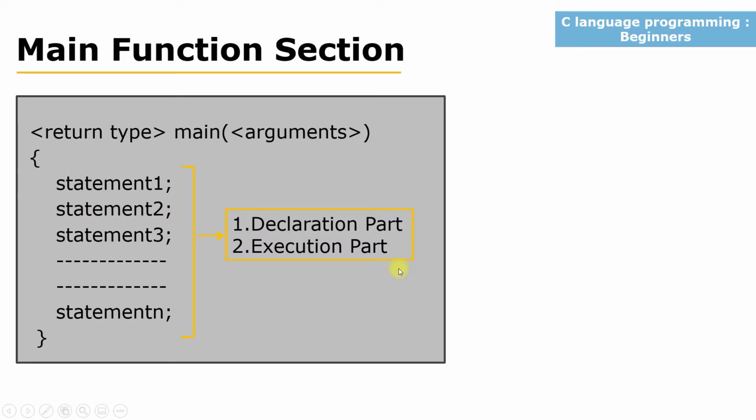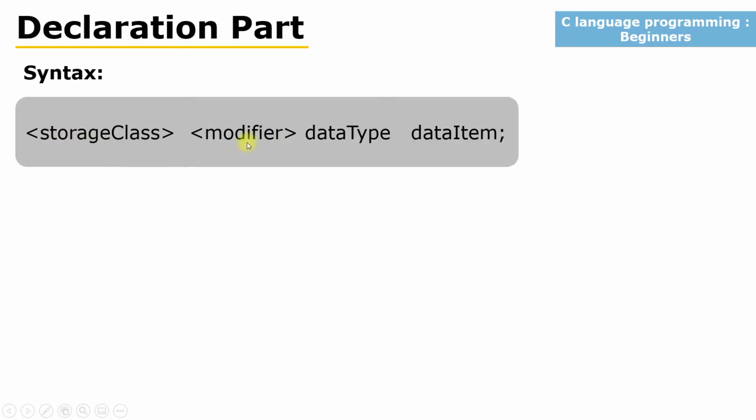Let's begin. In the previous video, you learned that the group of statements within the function will be divided into two parts. The first one is the declaration part and the next one is the execution part. And this is the syntax for writing the declaration part: storage class, modifier, data type and data item. Writing storage class and modifier is optional, but we must write data type and data item. Data type, the type of information which we are going to take, we need to represent in the data type.